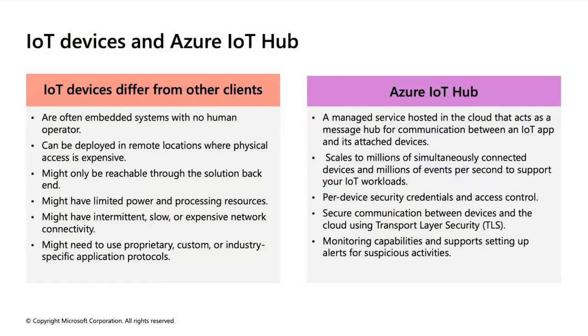So for this, what do we have? We use Azure IoT Hub. What is Azure IoT Hub? Azure IoT Hub is a kind of mid-tier element between IoT devices and the IoT application. It stays in between these two, and it will be a kind of hub for communication. It works as a message hub between applications and the device.